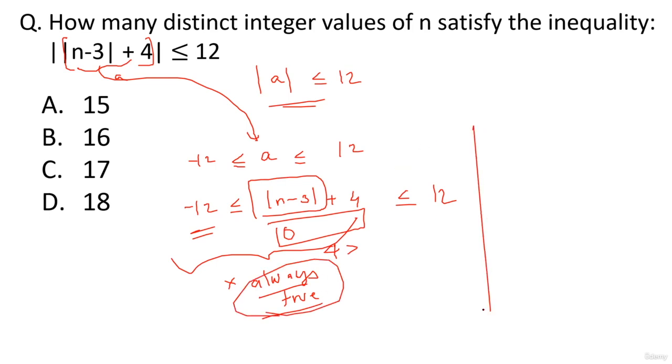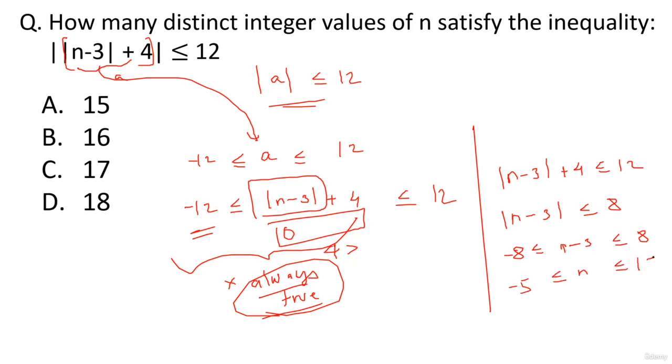That means the only part we need to solve is mod of n minus 3 plus 4 should be less than equal to 12, or mod of n minus 3 should be less than equal to 8. That means n minus 3 will be greater than equal to minus 8 and less than equal to 8, right? This is about n minus 3, we need n, so we add 3 on both sides. We have minus 5 less than equal to n less than equal to, sorry, 3 is added, so 11. So minus 5 to 11.